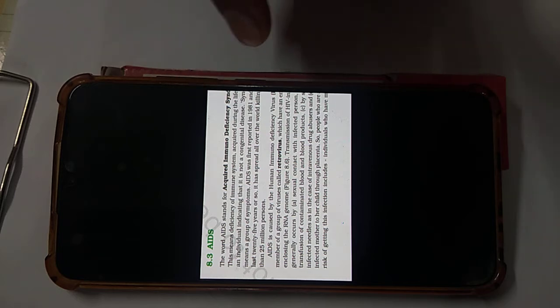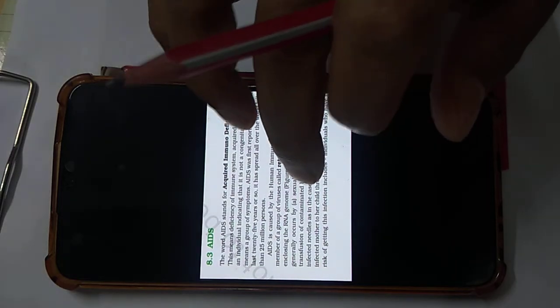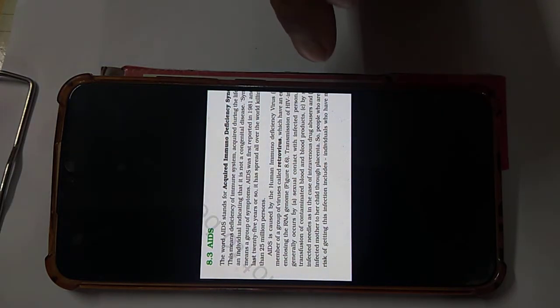It is a retrovirus. What is a retrovirus? I'll be telling you. Before that, the historical aspect is given in your book. It was first reported in 1981, and till now 25 million people have died because of this disease worldwide. So you can imagine how dangerous this disease is. There is no overall cure, but treatment can lead to prolongation of the life of a person.